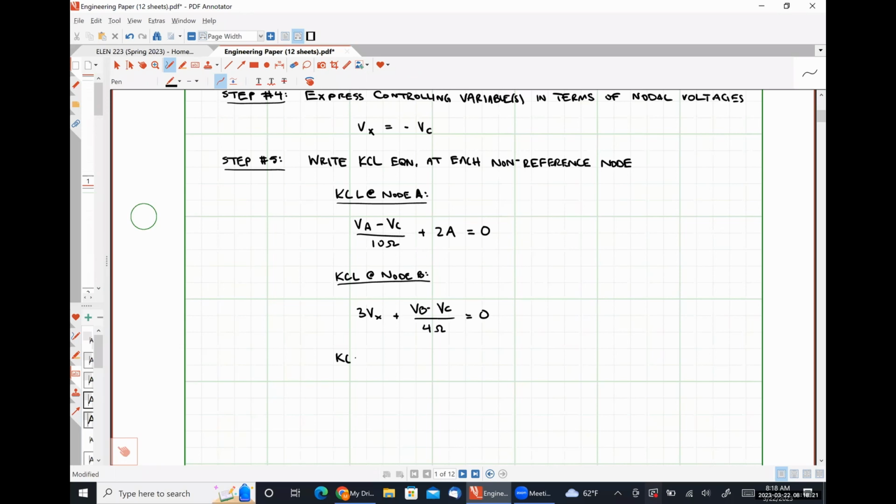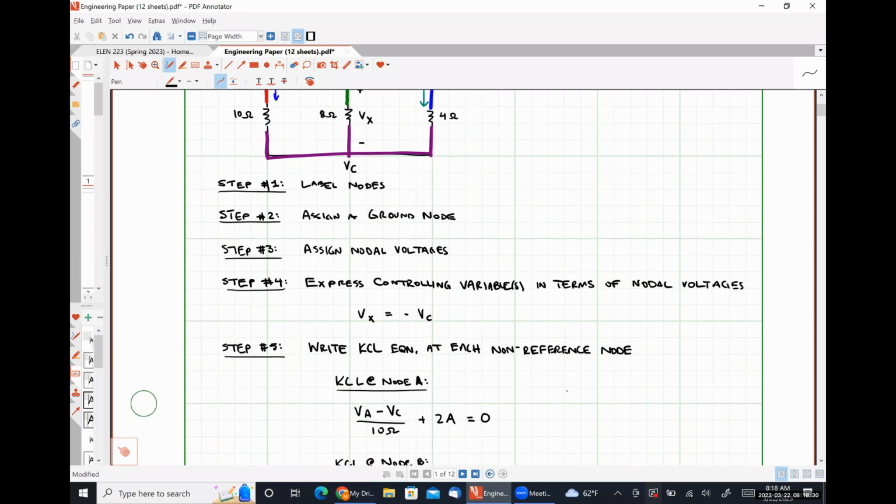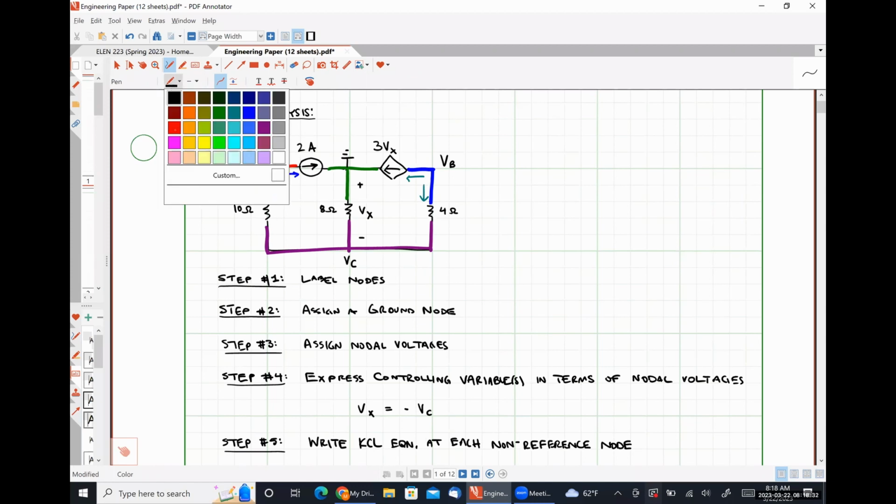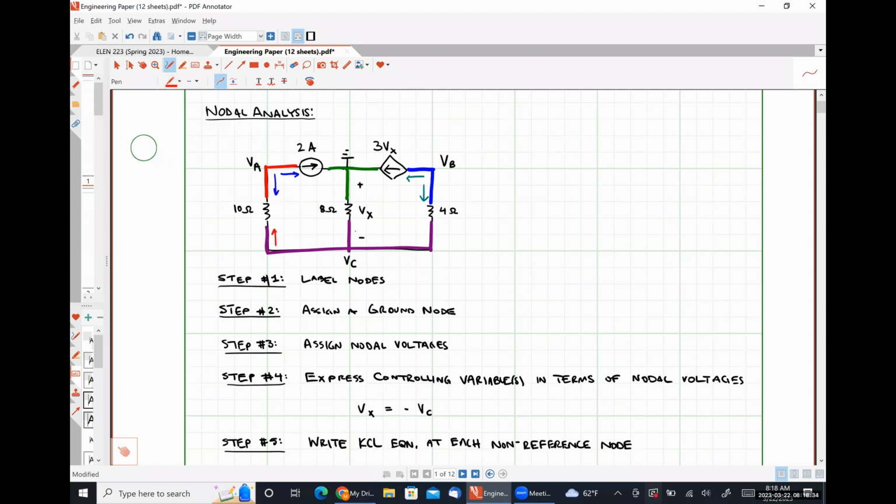And now I'm going to write my KCL expression at node C. So that's going to be this current up plus this current up plus this current up. So what's the current flowing up through the 10 ohm resistor going to be? VC minus VA over 10 ohms. Thank you, Emily.